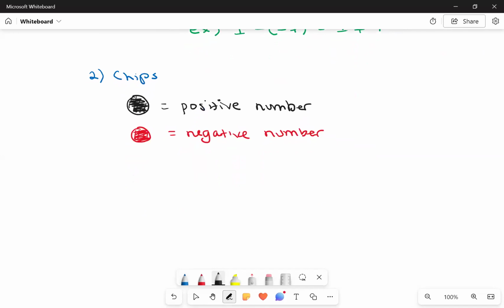Oh, before we do that, sorry, hold on. If you take a black chip and you add it to a red chip, they end up canceling out. They zero out. What it's really representing is the positive number 1 and the negative number 1. Positive 1 plus negative 1. Those happen to be opposites, and therefore they equal 0. So just so we're clear, black and red chips cancel out.